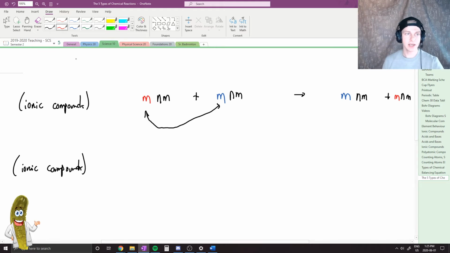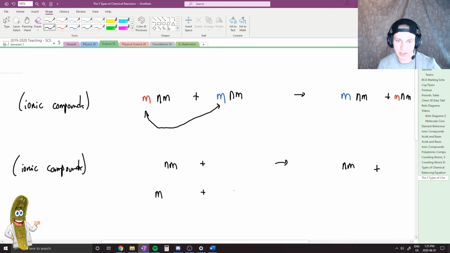Single replacement is very, very similar. But single replacement is very similar, except for one unique exception. So with ionic compounds, I mean, you could think about double replacement as well here with switching the 2 nonmetals. You could think about it that way. Commonly, it's referred to as thinking of the 2 metals switching.